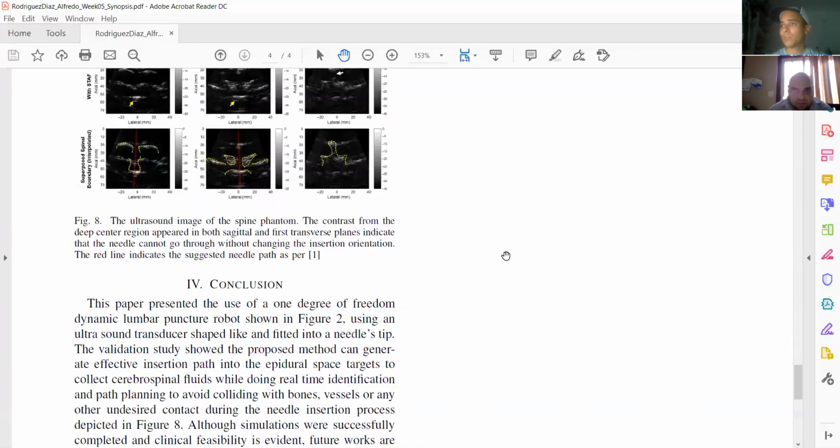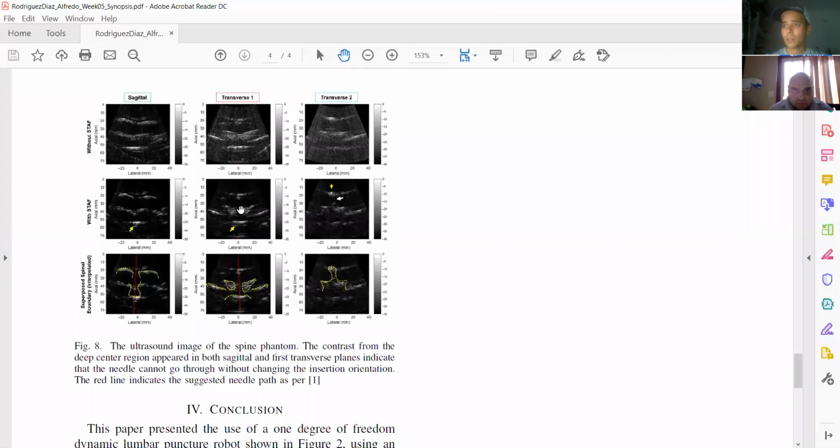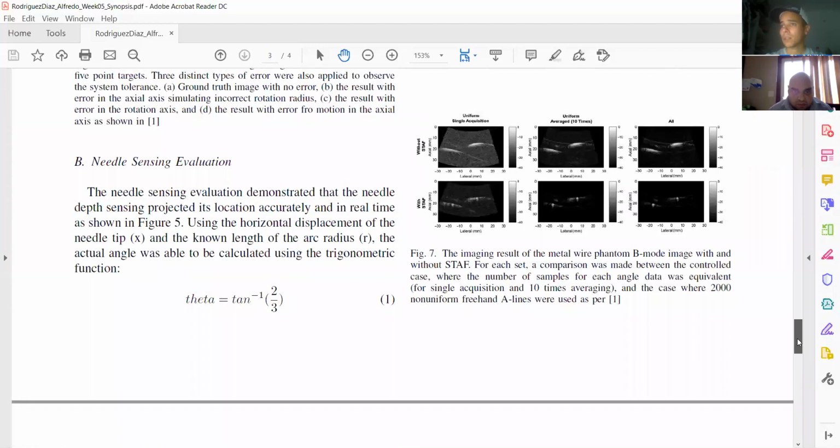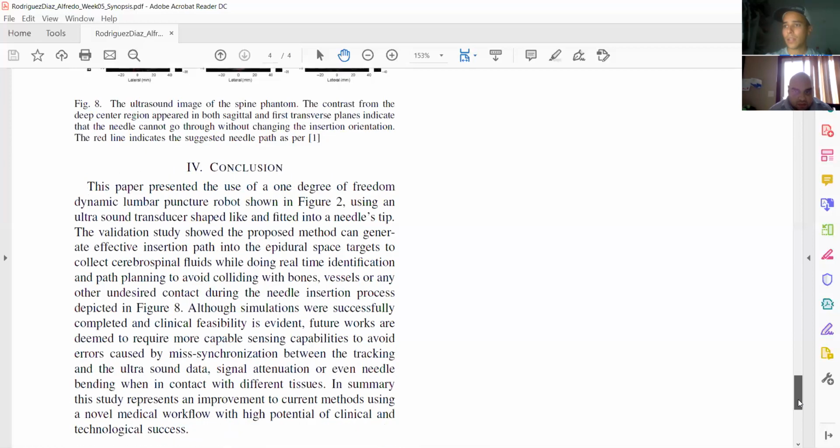So there's a couple of examples here. As you can see, using the ultrasound, the different trials they ran, and how they were able to align the path here, the red line, to the way in which the vertebrae could be accessed, so that they could extract the cerebrospinal fluid they're looking for.